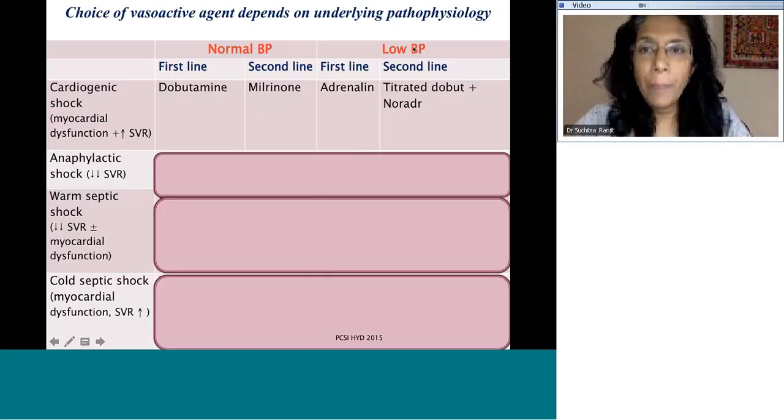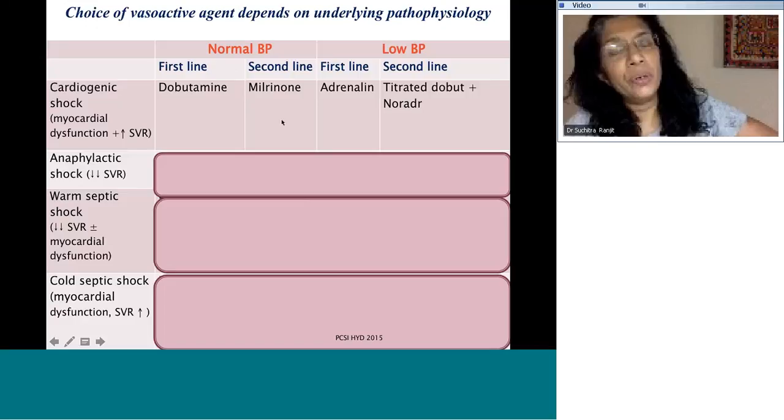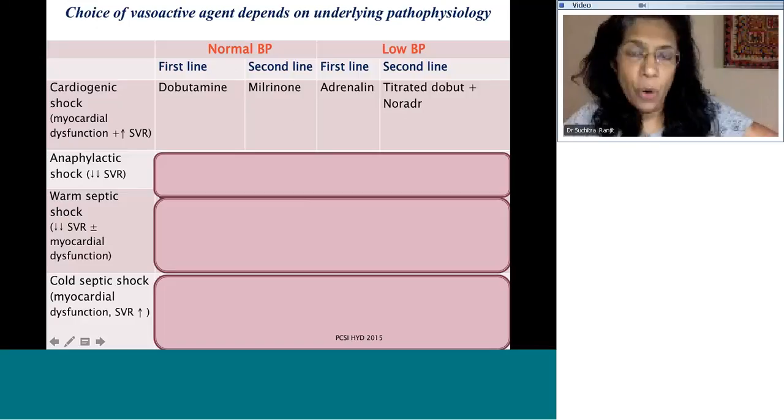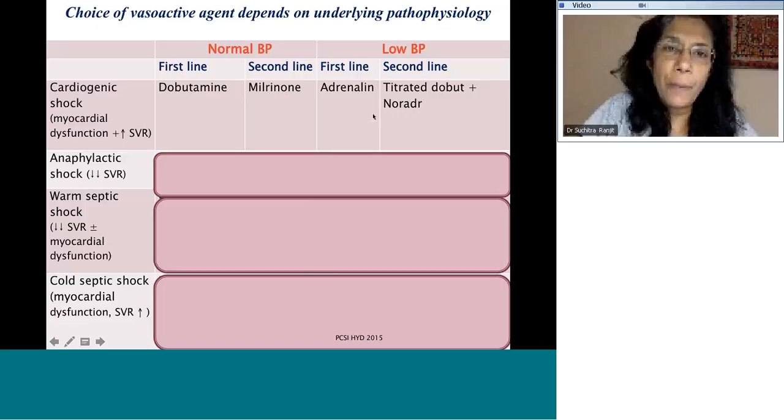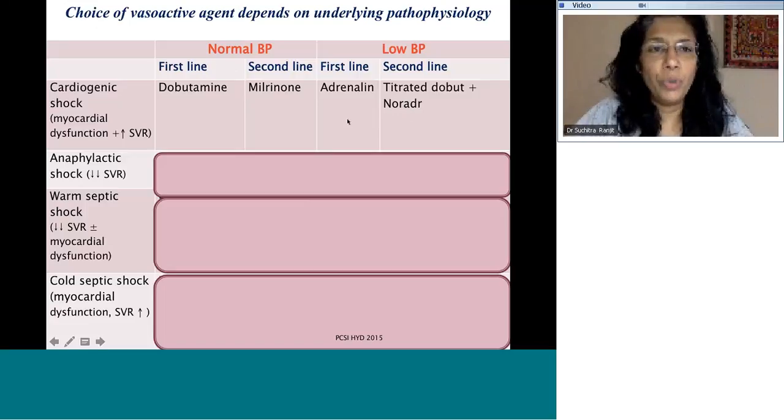If the blood pressure is low, don't bother with milrinone. First line would be adrenaline. Second line would be titrated dobutamine and NORAD. Right? So cardiogenic shock with normal blood pressure, start with dobutamine. You could give milrinone. Low blood pressure, you need agents which will increase both the inotropy and the SVR. So this would be your agents.